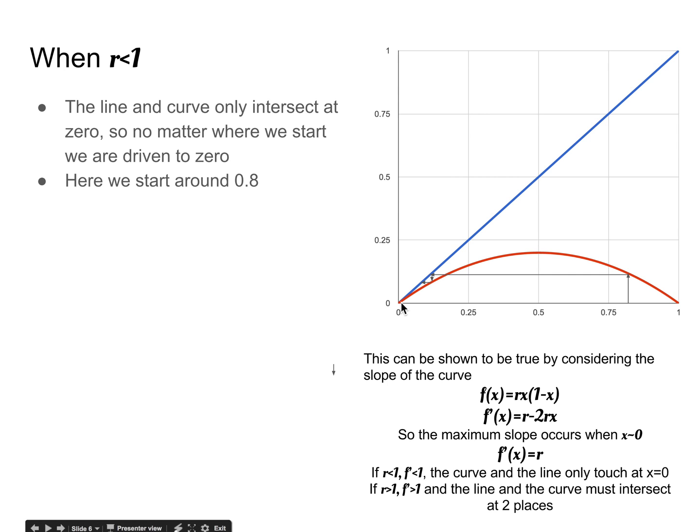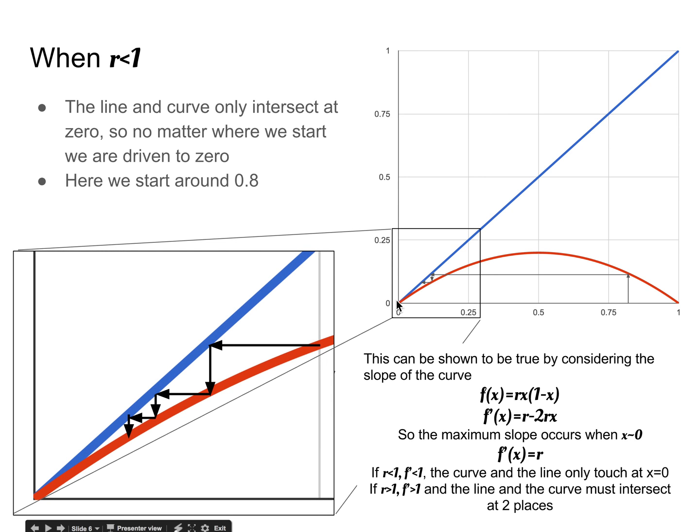So if we now explore, start at 0.8 for the initial population, we come up, we touch the red curve, we go to the blue, and then we go down, and you can probably guess that we end up at 0 population because we have a low growth rate built into this model.